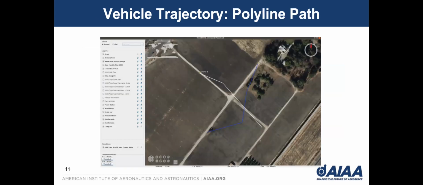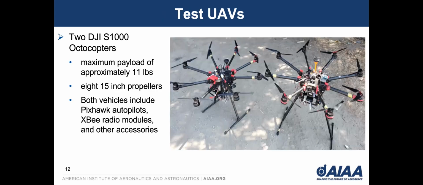Another type of trajectory is the polyline path, which takes in one waypoint individually and then performs a straight line from one waypoint to another waypoint.